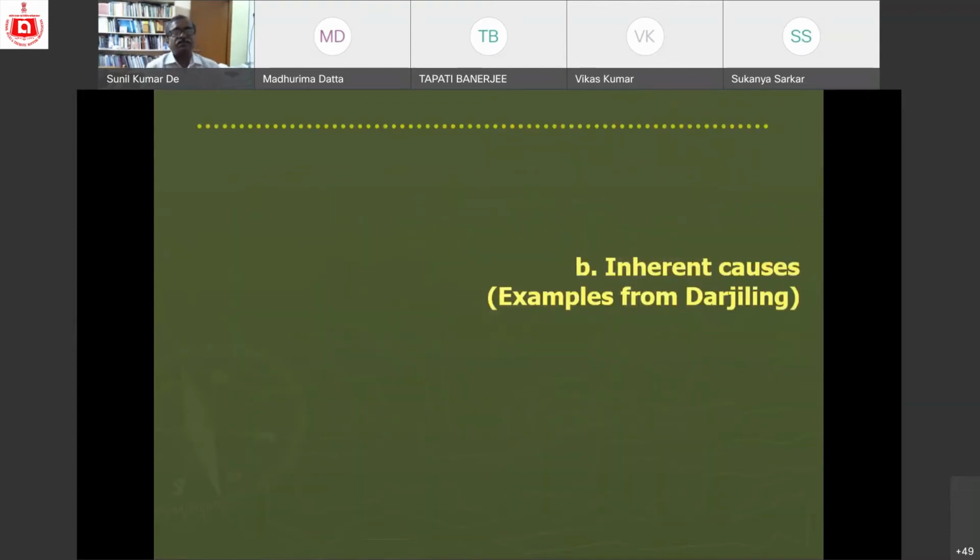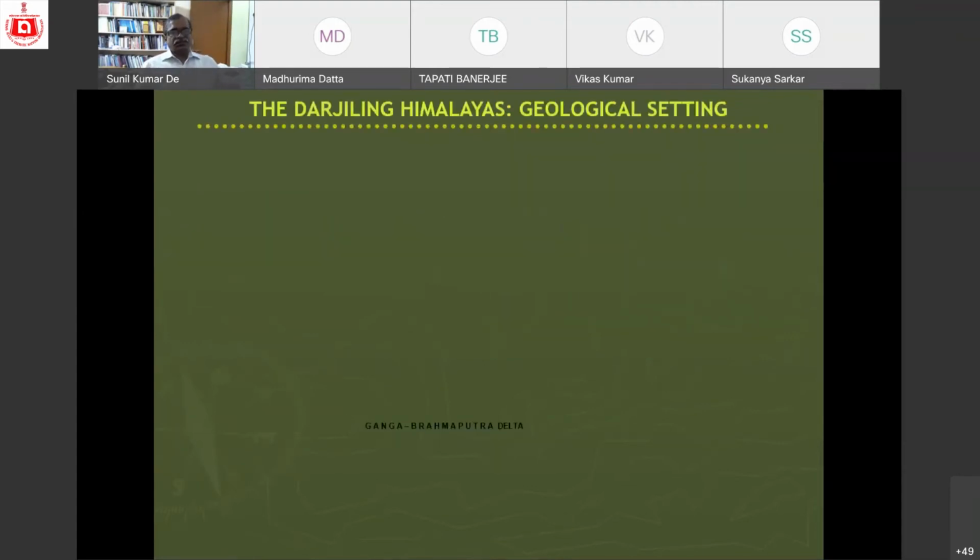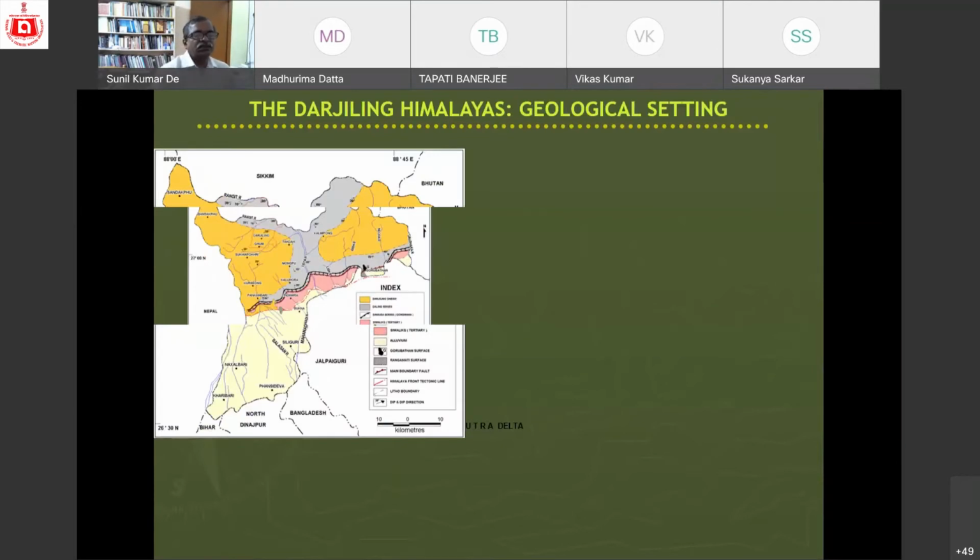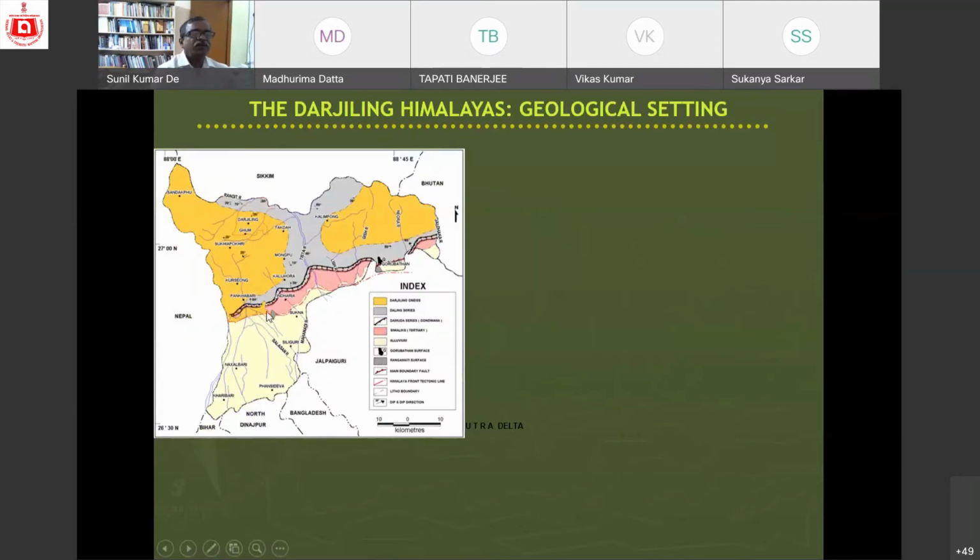So these were the triggering factors. One is rainfall, which I have shown, one is earthquake, and the other is human activities. Now, some of the reasons are called inherent causes. Number one is geology. This is the geological map. You know, the Main Boundary Fault and Main Boundary Thrust have divided this from Shivalik to Middle Himalaya, and another from Middle Himalaya to the Higher Greater Himalaya. This is the thick coal seam, and this is also the tectonic boundary zone.